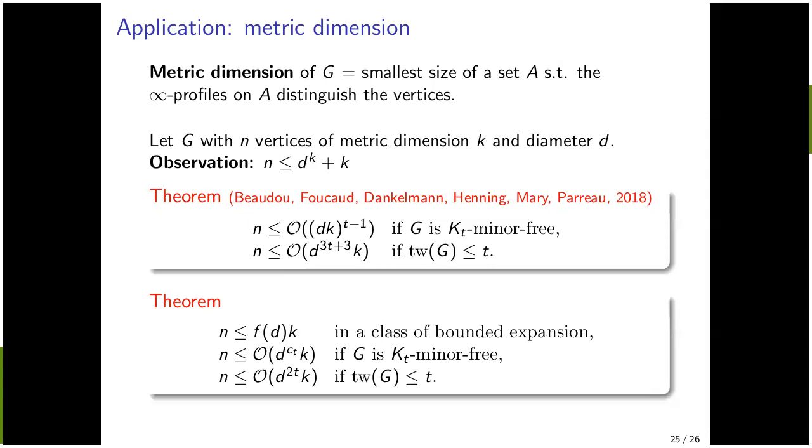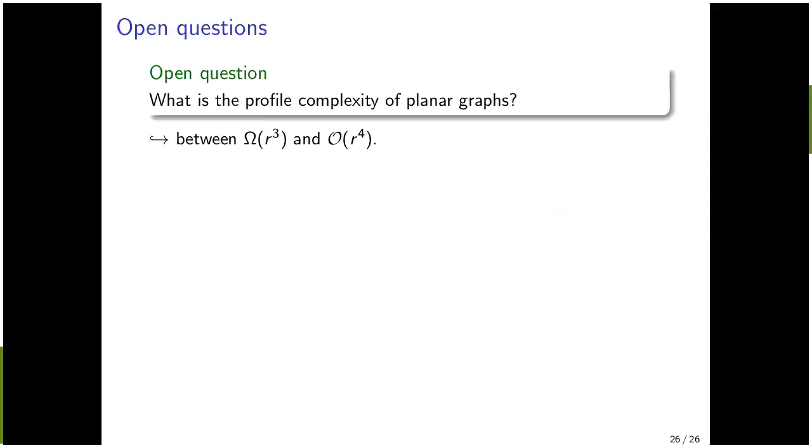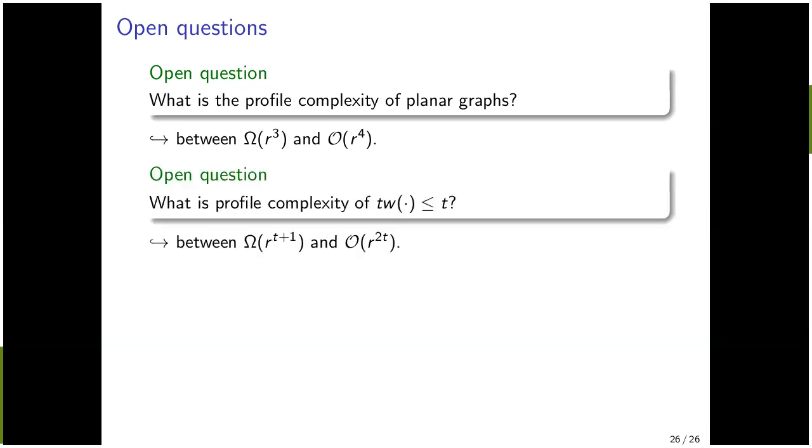Okay, so this was for the metric dimension. And now, just to conclude, a few open questions. So, of course, our goal was to determine as precisely as possible the neighborhood complexity or the profile complexity of planar graphs. And we have this upper bound of R to the 4th, and this lower bound of R cubed, for the profile complexity. Of course, it would be nice to fill this gap. Same question for tree width at most t. So we know that it's between R to the t plus 1 and R to the t.